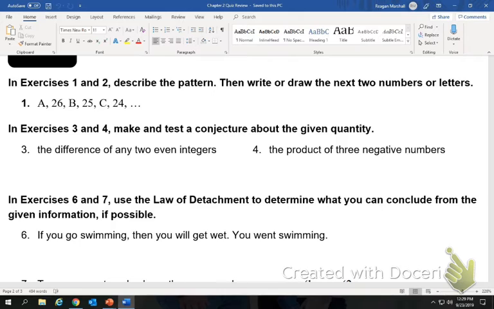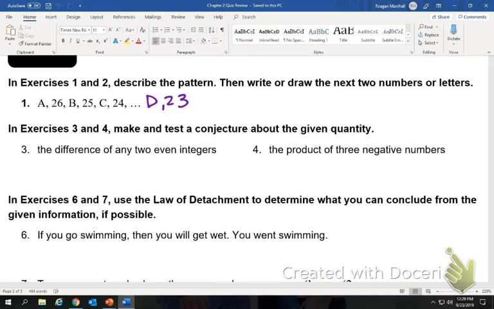All right, next page, number 1, it says describe the pattern, then write or draw the next 2 numbers or letters. So what I'm seeing on this is people can figure out the next thing in the pattern, but they can't describe it. Describe it to the best of your ability, because it's worth half of the points. So let's talk about the overall. We have A, 26, B, 25, C, 24. I'm sure we can all guess what comes next. What comes next? D and 23. We all get that.